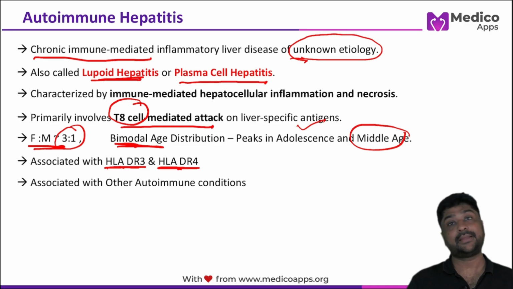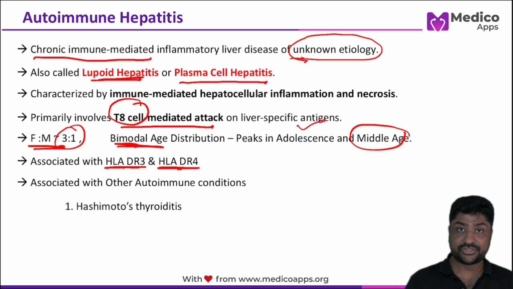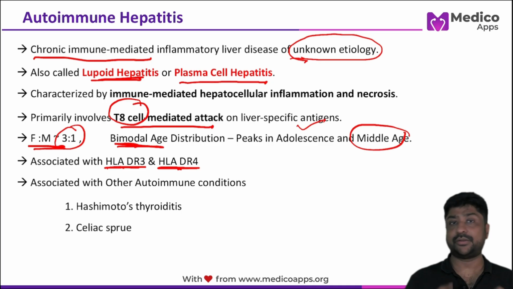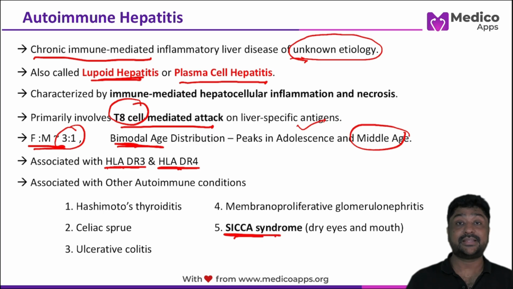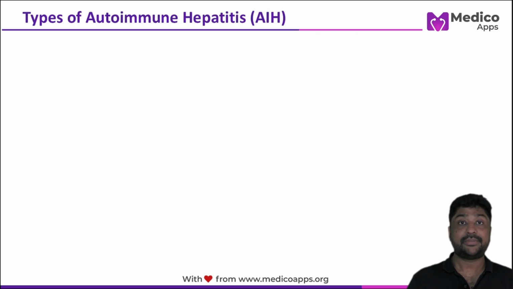So clinically, if you see a patient with Hashimoto's thyroiditis, celiac disease, or ulcerative colitis, and they present with elevated liver enzymes, think about autoimmune hepatitis as a possible diagnosis. It's also seen alongside membranoproliferative glomerulonephritis and Sjogren's syndrome, which presents with dry eyes and dry mouth.